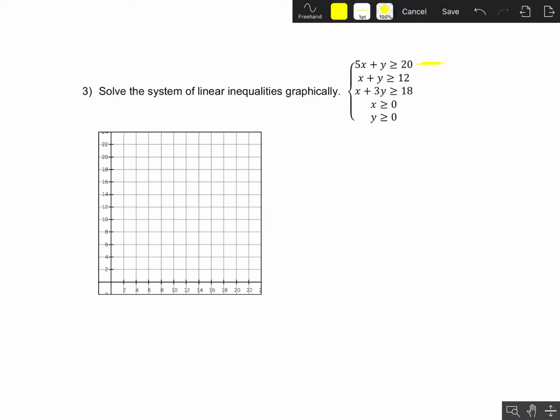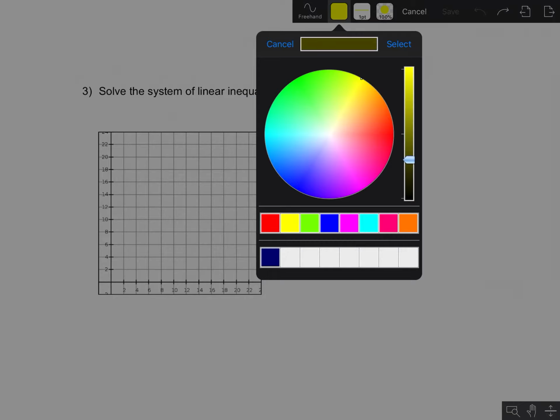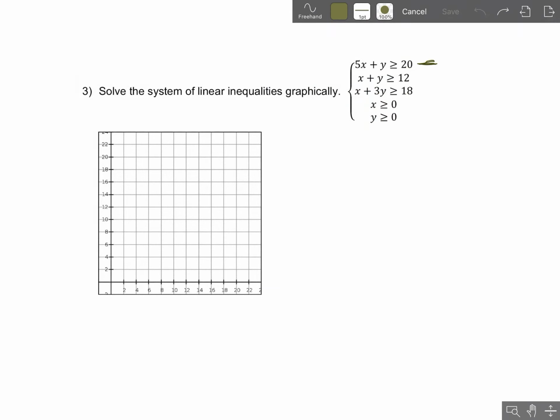So we'll graph these using the same strategy that we did a second ago. Sorry, that's kind of light, so I think I'm going to change this color. Okay, so I'm going to graph the top boundary line using this color. Here we have 5x plus y is supposed to be bigger than or equal to 20. Because all of these are non-strict inequalities, I will be including the boundary lines in the regions that I'm going to consider. And then at the end, I'm going to intersect all of the regions to figure out what they have in common. So we'll start with this one.